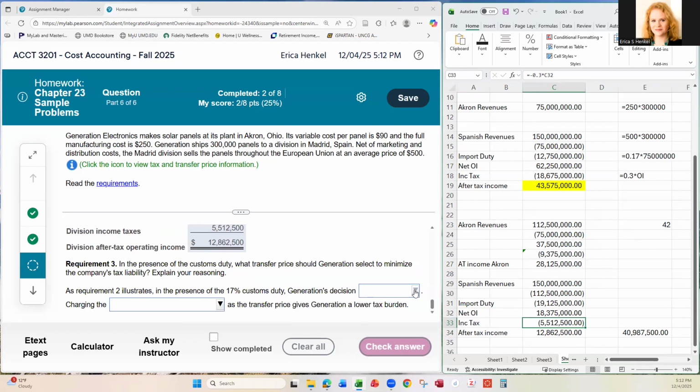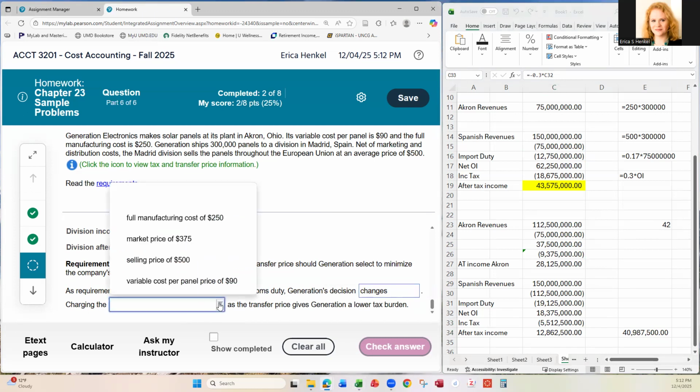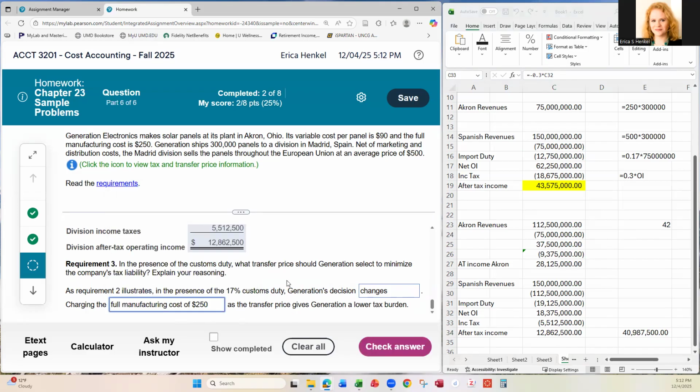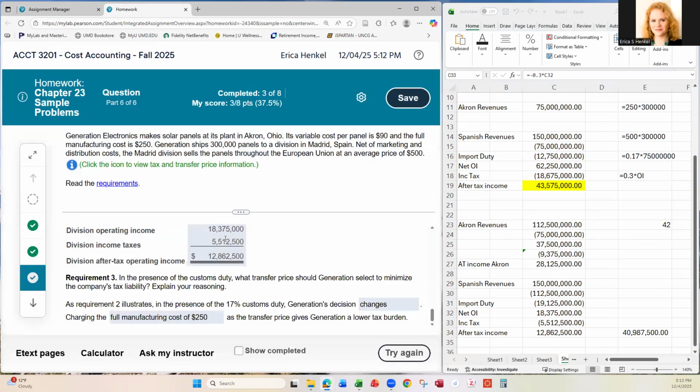So the decision changes with the import customs, because they would want to charge just the full manufacturing cost of 250, since it would overall decrease the amount of taxes paid. All right, so that is it for transfer pricing.